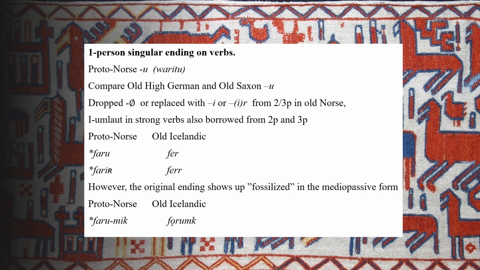However, this original ending shows up fossilized in a mediopassive form that was created by attaching the pronoun mick or sick directly to the verb, where you have Proto-Norse faromik becoming Old Icelandic foromk, showing that the original ending became stuck in this position, but not elsewhere, where it was analogically replaced by the second and third person form.